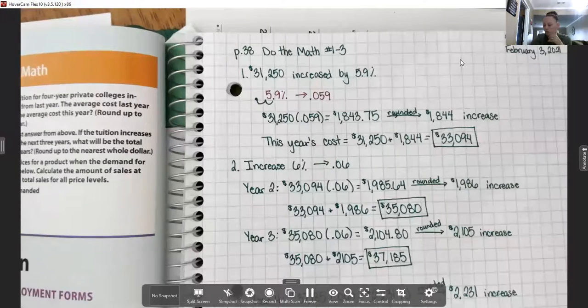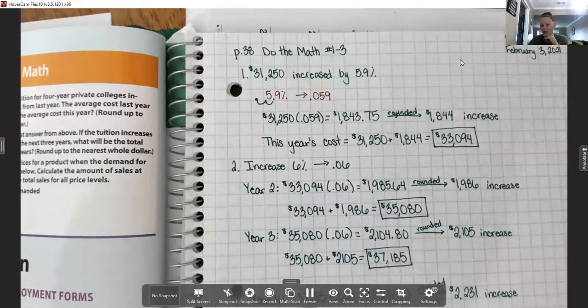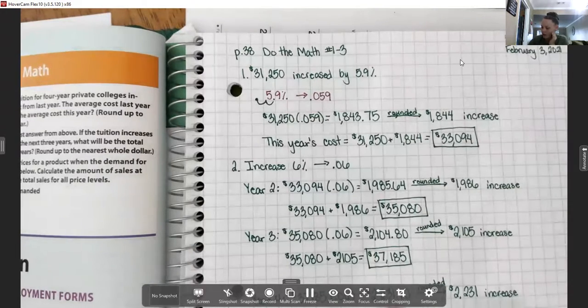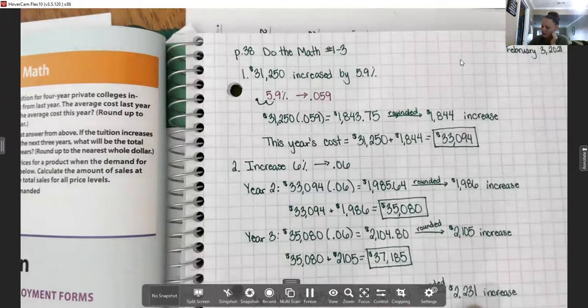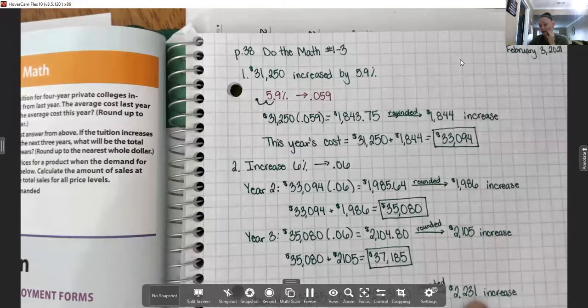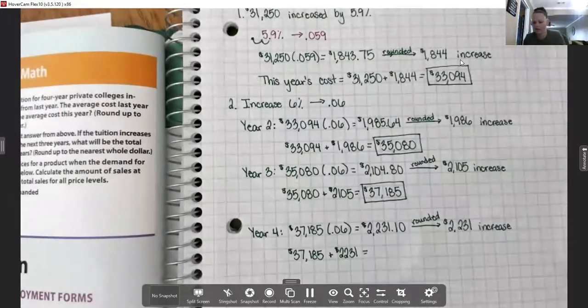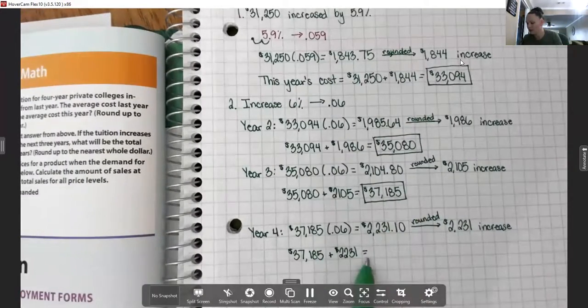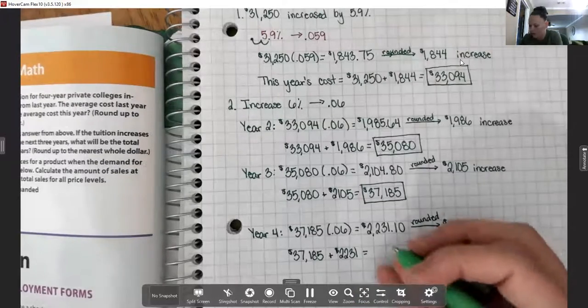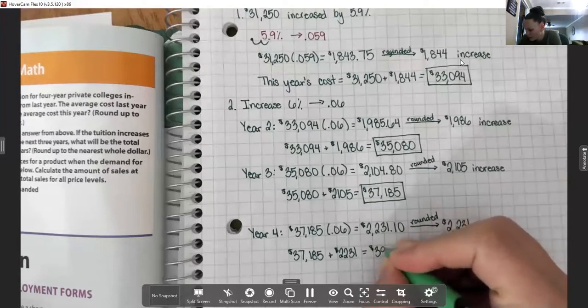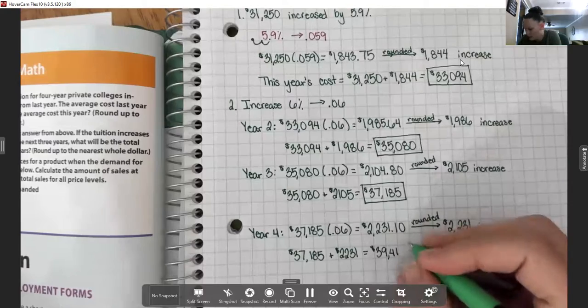Okay, so again, you take the amount from year 3, $37,185. You multiply it by 0.06, which was $2,231.10. Rounded stays $2,231. You don't round up to $2,232 because it's less than 50 cents here. So then we add those. So again, you take the year 3 cost, you add the increase. So that is $39,416.